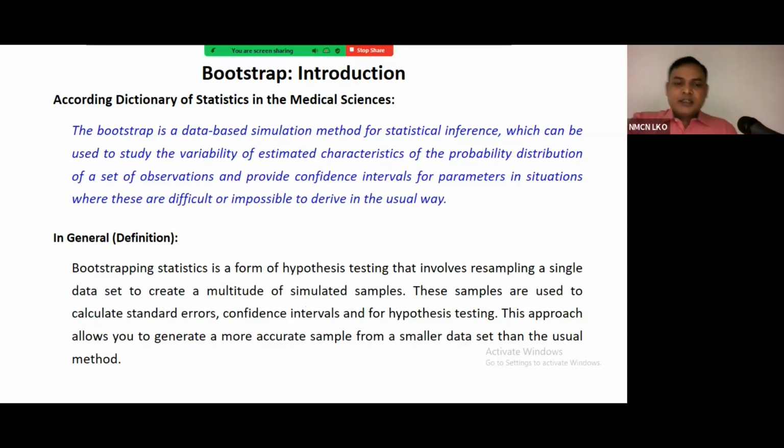In general, bootstrapping statistic is a form of hypothesis testing that involves resampling a single data set to create a multitude of simulated samples. These samples are used to calculate standard error, confidence interval, and hypothesis testing. This approach allows you to generate a more accurate sample from a smaller data set than the usual method.